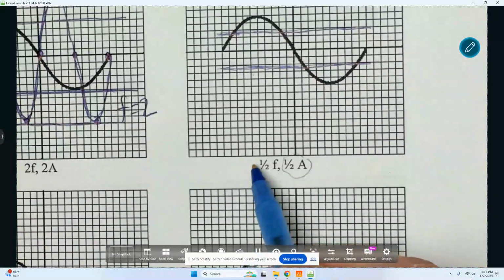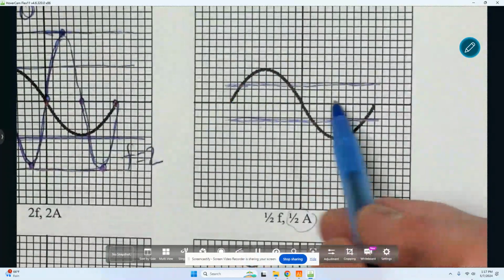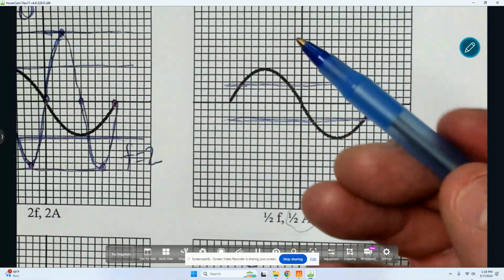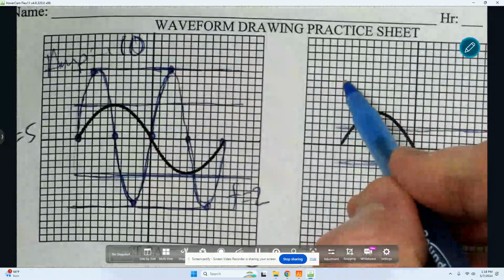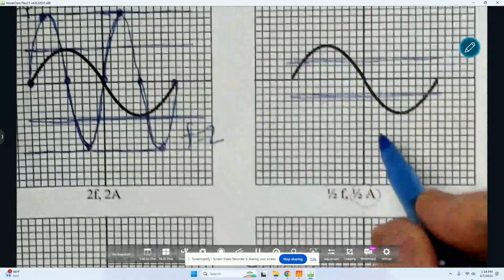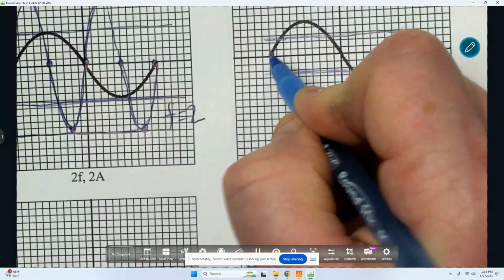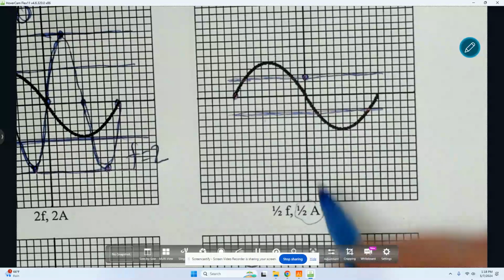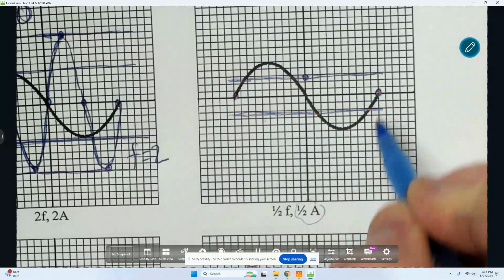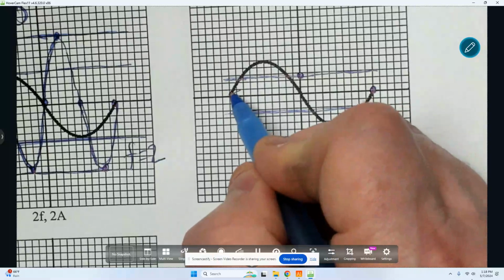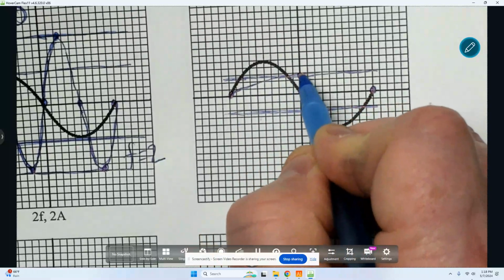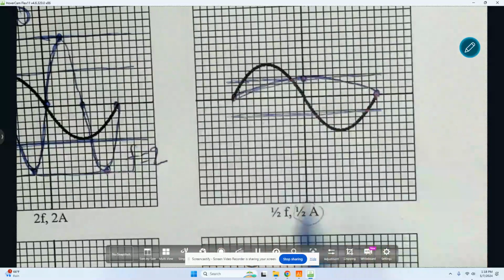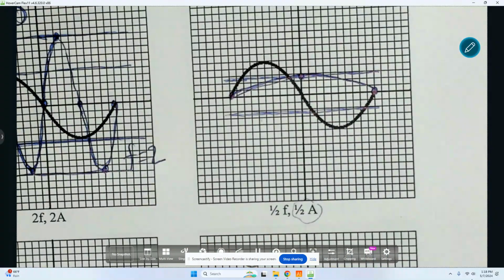How do I get half the frequency? If that frequency is 1, then half of that would be 1/2. Instead of putting dots located here and here, I'm going to put very few dots on here. It's going to start at that point. It's going to reach its peak halfway in the middle, and then it's going to get back to the equilibrium position over there, and the waveform half as frequent with half the amplitude would look like that. Okay?